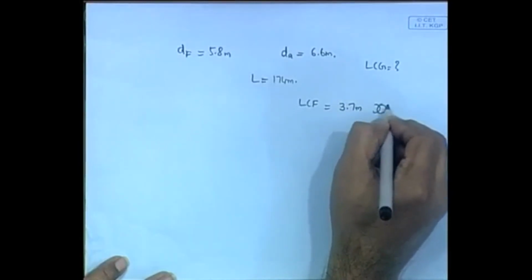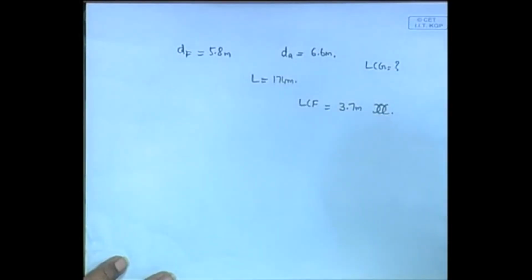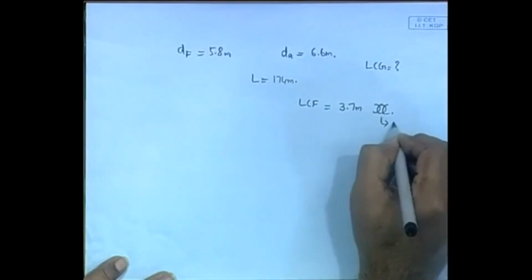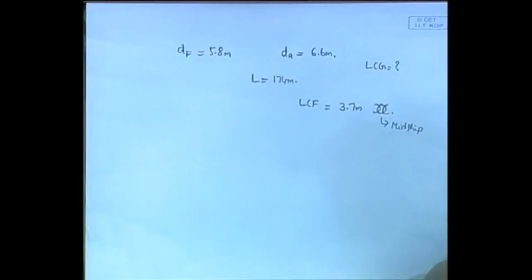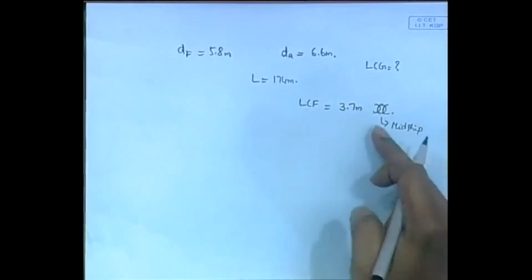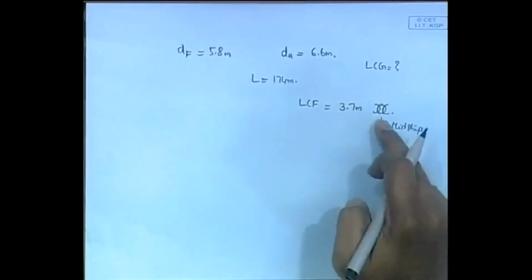See, there is a figure like this. You know what this means, right? This means midship always. You can look at any figure in ship drawings, you will see this. In the drawing itself, you will put this figure. It means midship. So LCF is 3.7 meters from midship. So that's what that figure shows.